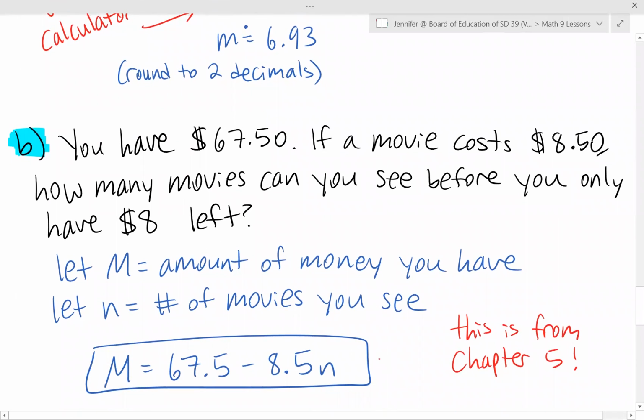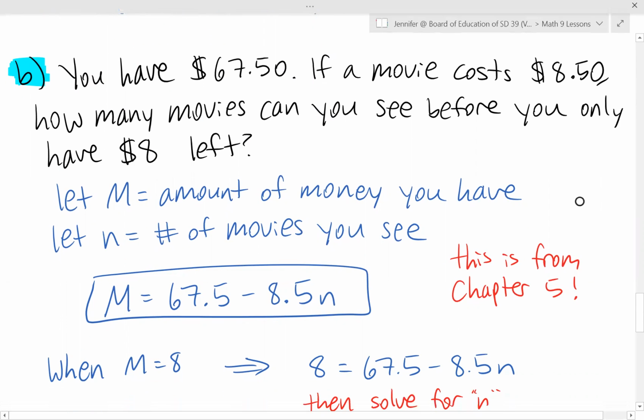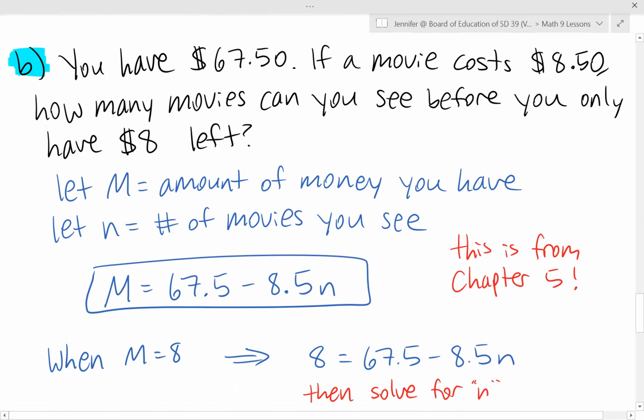So you need to be able to create an equation like this. And again, this is from chapter 5. So how much money you have would be whatever you had originally, $67.50, minus however many movies you see times 8.5. Because for each movie you see, your money will go down by 8.5. Once you have this linear equation, we want to solve for when our total money is just $8. So when m equals 8, what does n equal to?